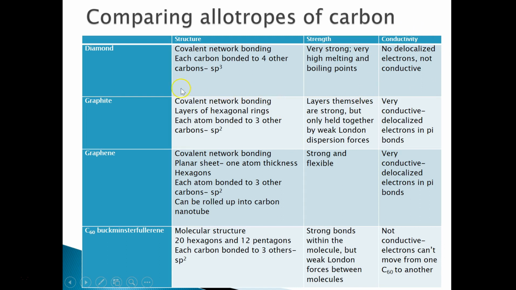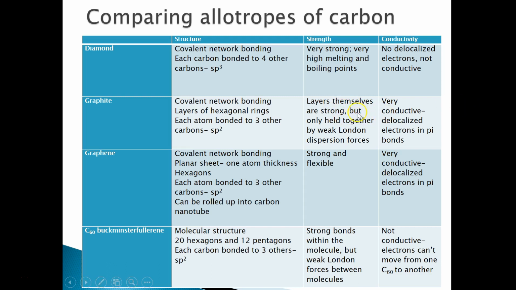Now, graphite is also network bonding, but graphite is slightly different. It's layers of hexagonal rings where each carbon atom is bonded to 3 other carbon atoms. So there's sp2 hybridization. Those hexagonal rings are literally stacked on top of each other, one after another. Now, pencils are made out of graphite. And when you're writing with your pencil, what you're actually doing is leaving layers of graphite on the paper.